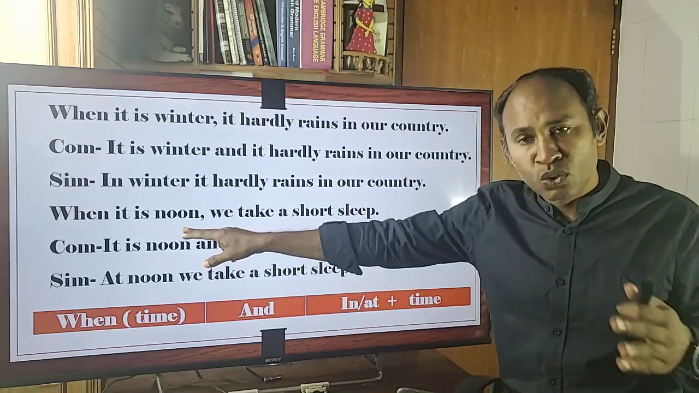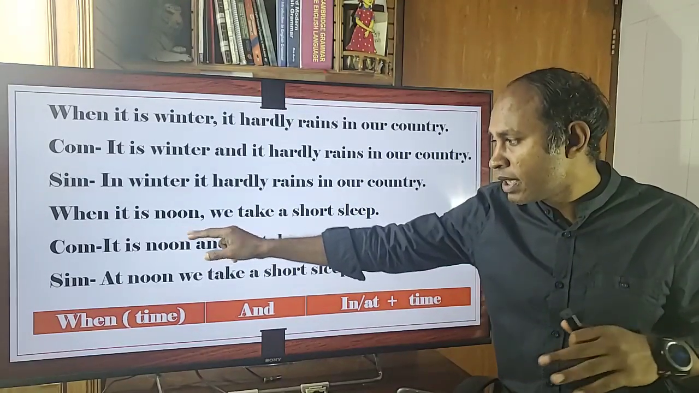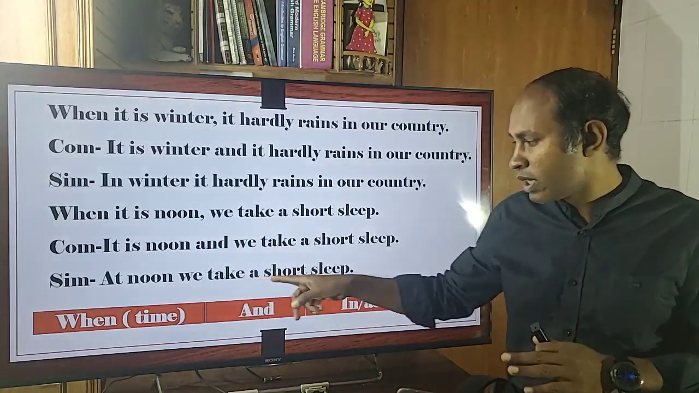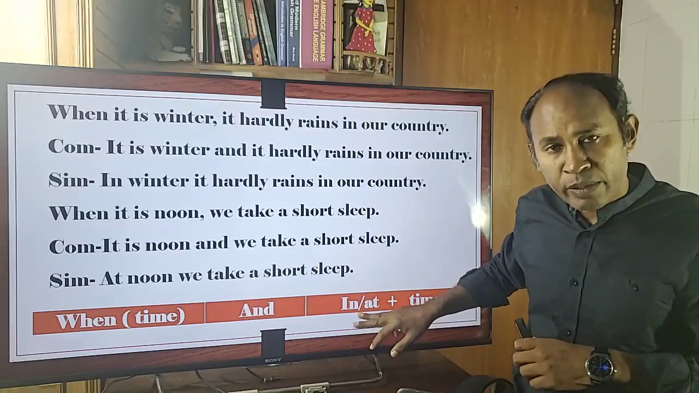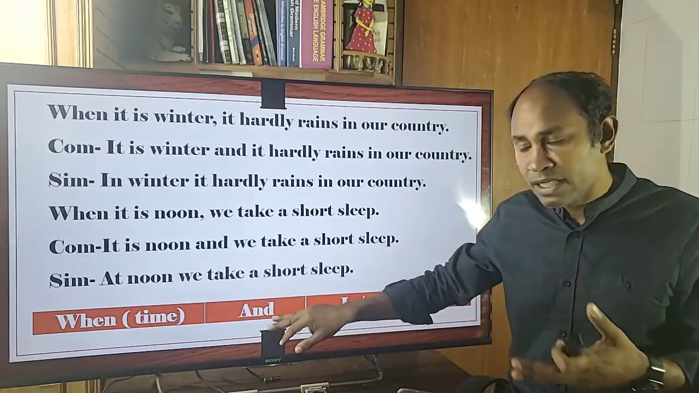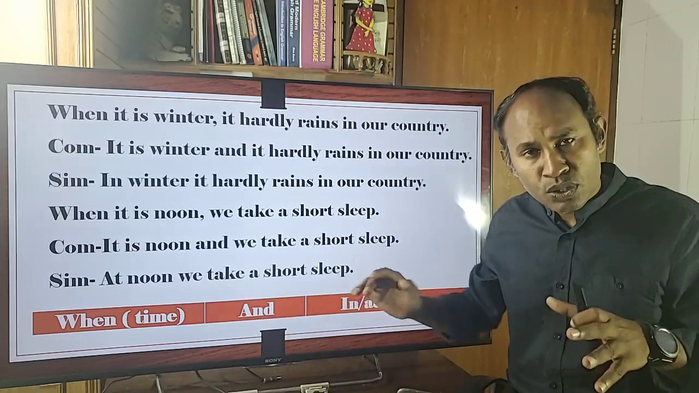When it is noon, noon হচ্ছে যে দুপুর. সেটা একটা ছোট সময় যার আগে আসলে at বসে. At noon we take a short sleep. So আমরা এখানে শিখলাম যে ছোট সময়ের আগে at বসে এবং বড় সময়ের আগে in বসে. আর and দিয়ে আসলে compound করতে হয়। So simple.